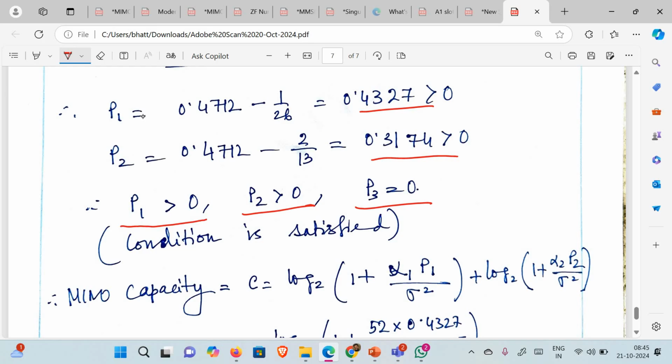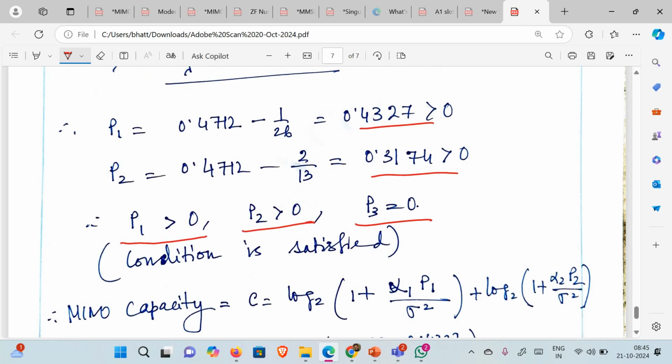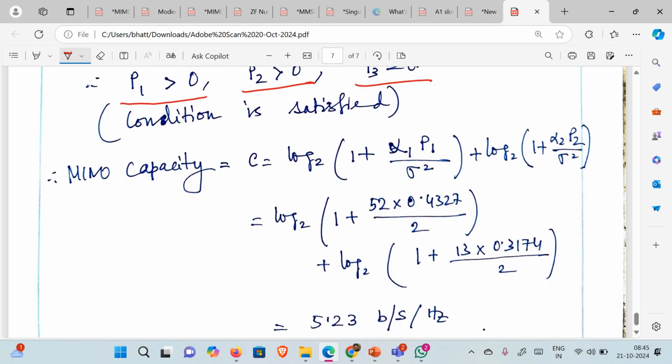Always remember that whatever happens we need to satisfy the condition. Only then the optimized power should be allotted. So now these are my power allotted, 0.3. These are all in linear scale, so you will convert that to dB scale as well. And finally, based on that, we can substitute it in the capacity equation.